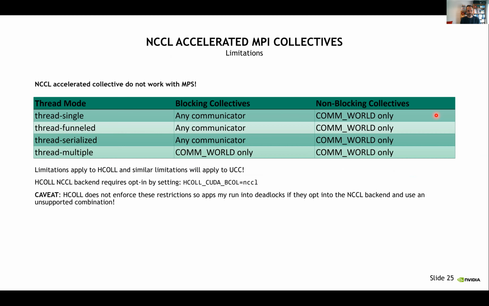Summing this up, some limitations, unfortunately. NCCL accelerated collectives don't work with MPS, so they don't work if you launch multiple MPI ranks per GPU. There are also some limitations depending on the threading mode, the communicator you're using, and whether you're using non-blocking or blocking collectives, which are listed in this table. Not going to read this. The same limitations will apply to UCC.